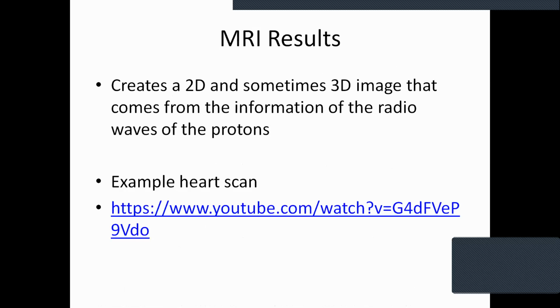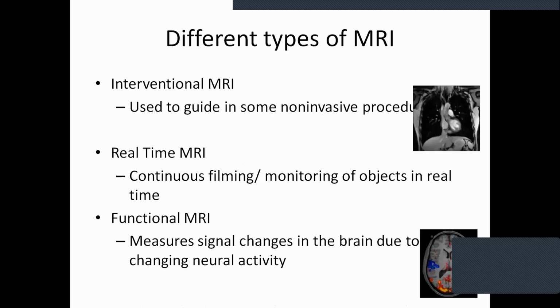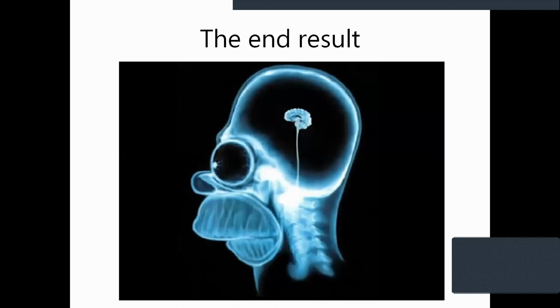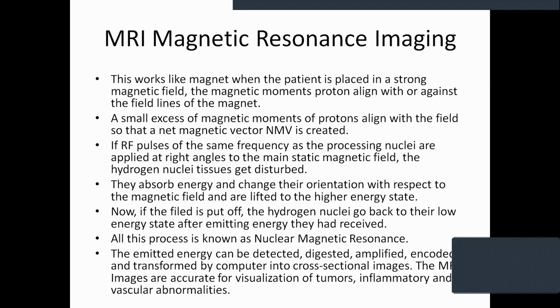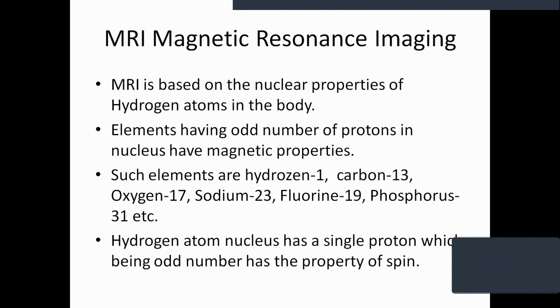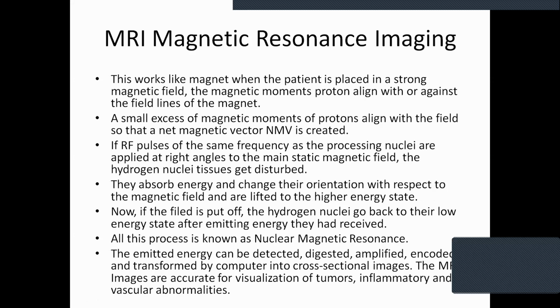Very popular therapy. So these are the different types of MRI: interventional MRI, real-time MRI, functional MRI. These are having graphics like this. For identification of tumor, this is one of the therapies to identify the tumor in the human brain by using MRI. So this is some literature regarding MRI.